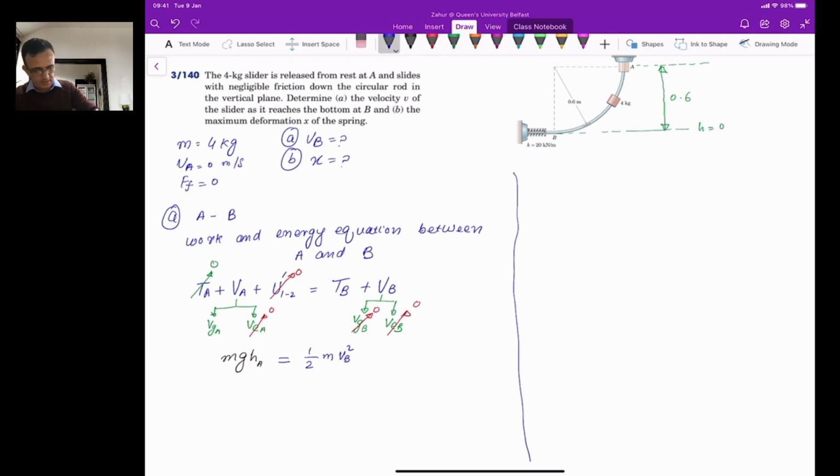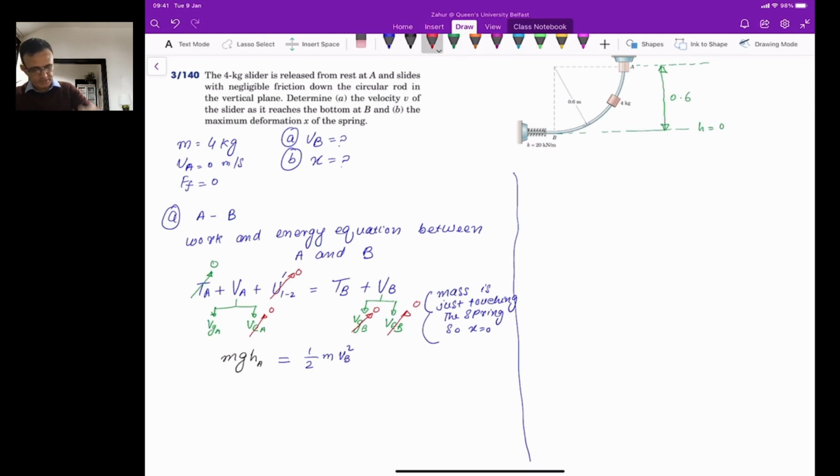And here you can write the reason that the mass is just touching the spring, so x is equal to zero, so there is no deformation in the spring. So if there's no deformation in the spring, the elastic potential energy will be zero. So we just end up with this equation here.